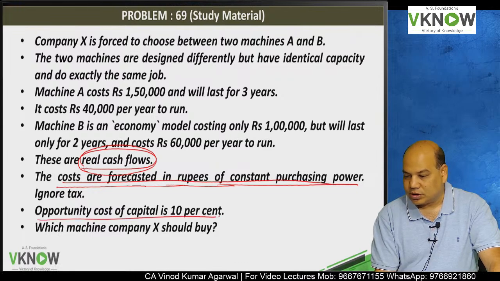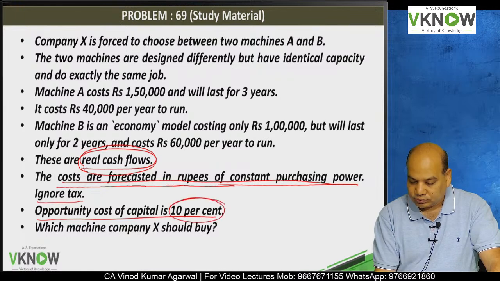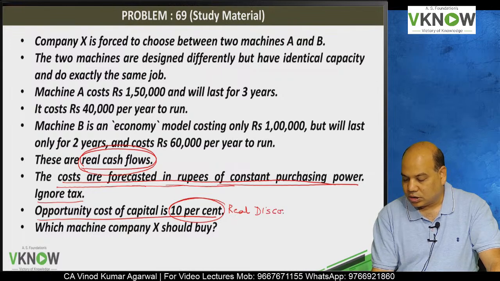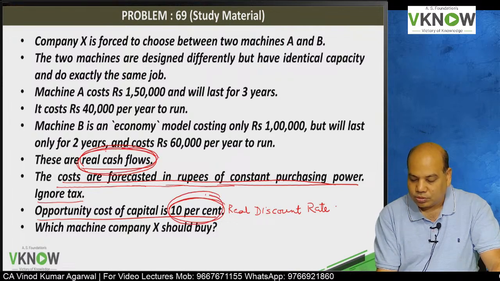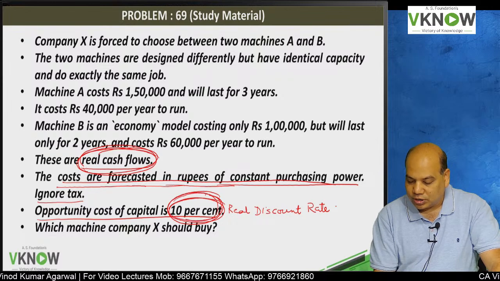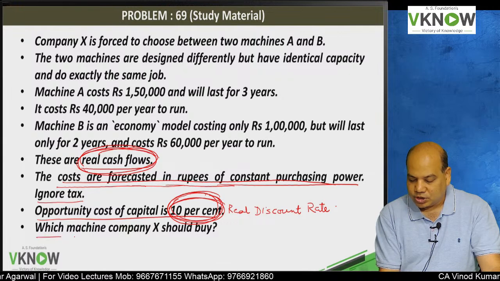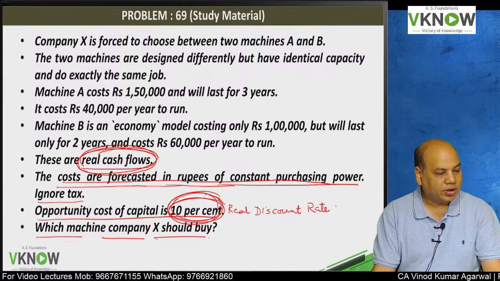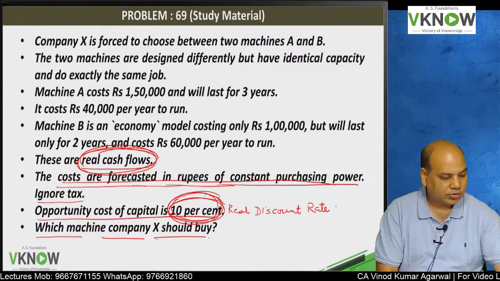Opportunity cost of capital is 10%. Ignore taxation. We will assume that this is also the real discount rate. Real cash flow discounted using real discount rate will give you NPV. Which machine company X should buy?